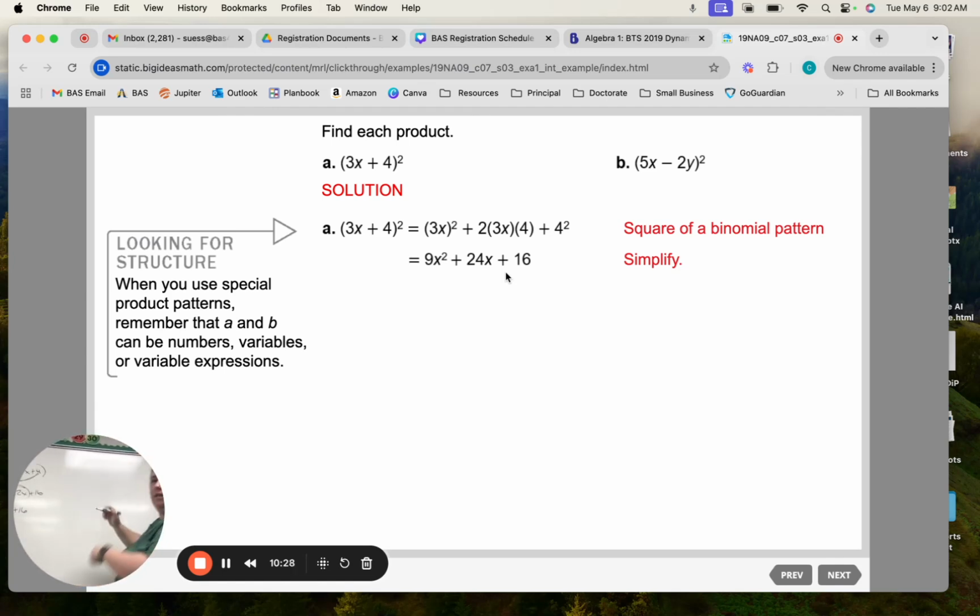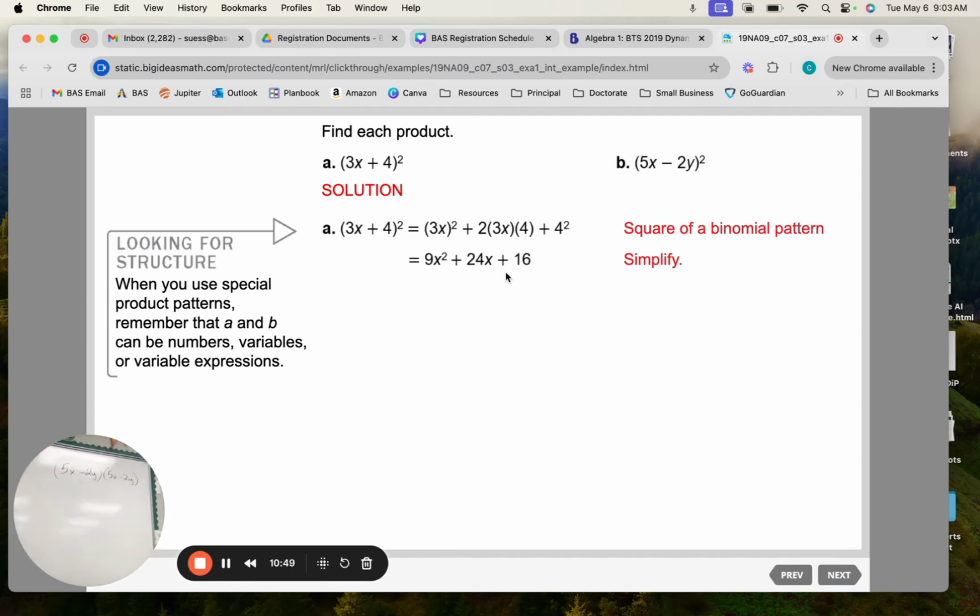All right, let's look at B. Ooh, we added a variable: 5x minus 2y squared. So I'm going to write it again: 5x minus 2y times 5x minus 2y. All you need to do when you have two variables is take your time, because you just don't want to rush and make a silly mistake.